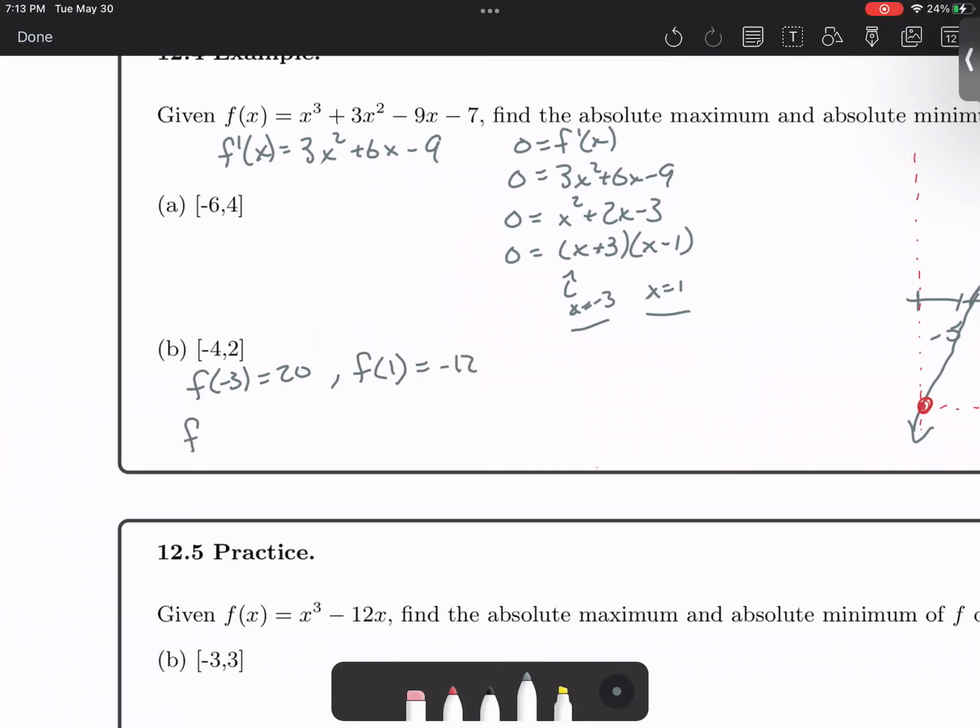And now let's look at our function at the endpoints of this interval, minus 4 and 2. So if you plug -4 into the original function, you get a y value of 13. 2 into the original function gives you a y value of -5. So if these are the only possible places my extrema can occur on this interval, my maximum has to be 20, occurring when x is equal to -3. My minimum has to be -12, occurring when x is equal to 1.